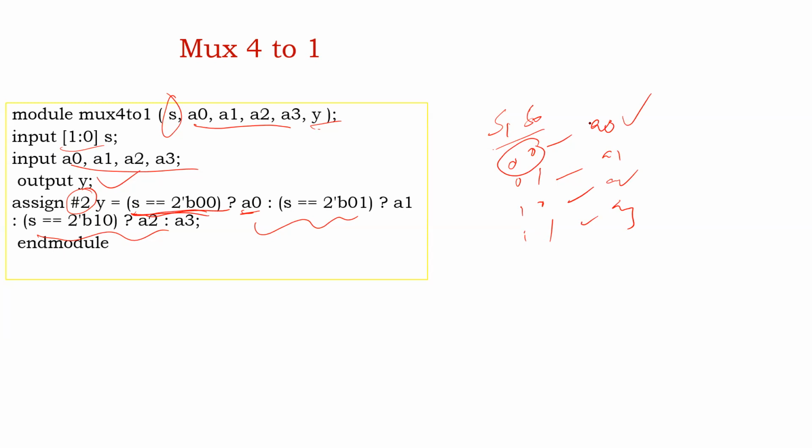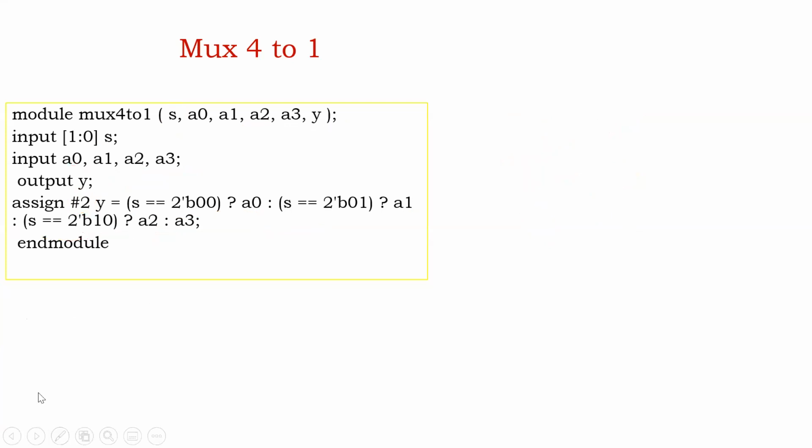Otherwise, it checks this one. Is it 0 1? Then the output is A1. If it is this one, then A2, otherwise A3. Of course, this is the simplest code, which we already use for the implementation of 4 to 1 mux. This is the use of the conditional statement. This is the condition; if this is true, then that one.